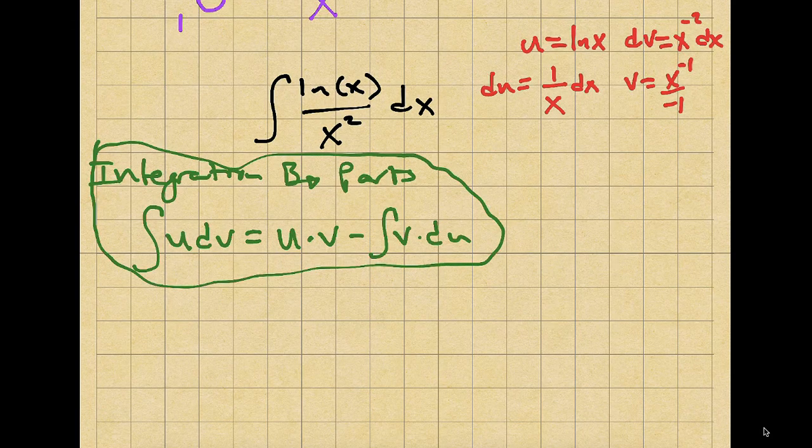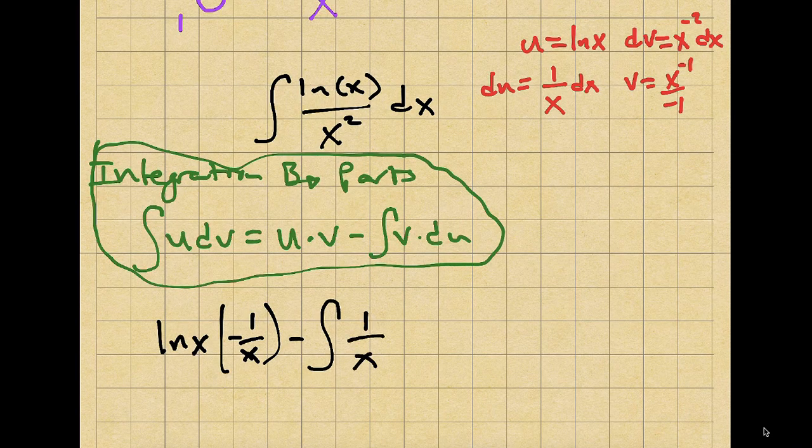So we're going to write u v minus the integral of v du. Now we can keep on going. We've dealt with this. We can actually take care of the second piece of this, which is the integral of that.